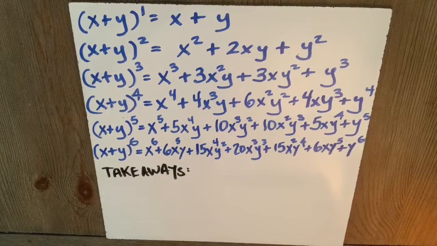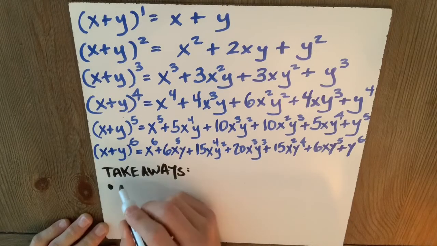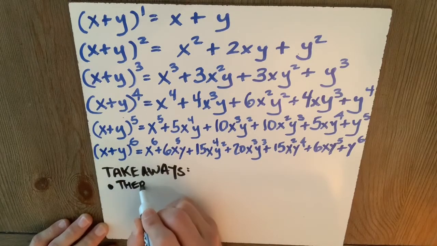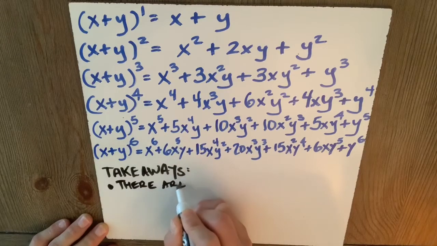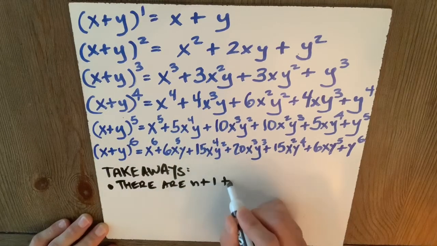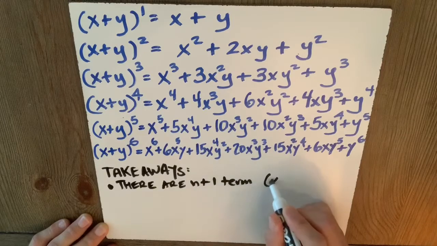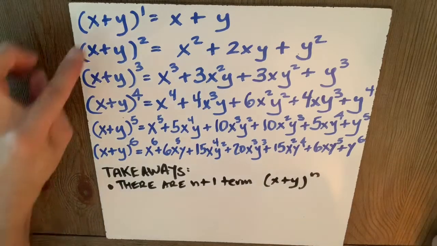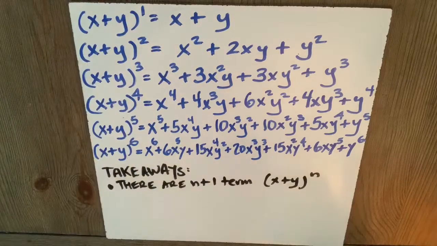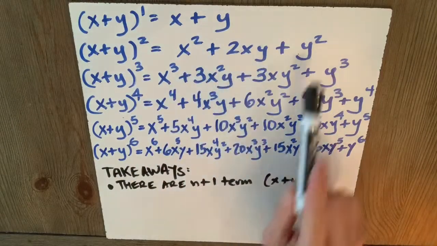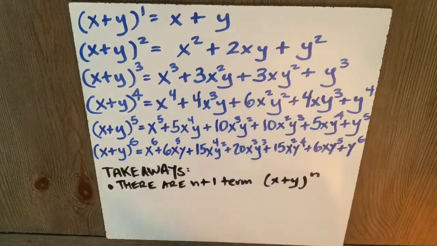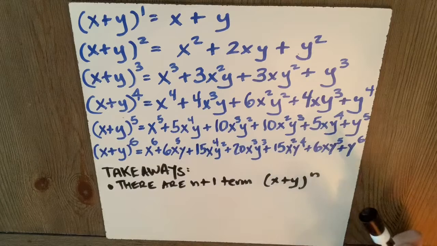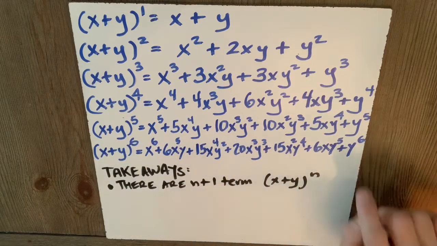Well, that's one of our takeaways. One takeaway is there are n plus 1 terms for (x + y)^n. So whatever n is, if I add 1 to it, I'll have the number of terms. When n is 1, I have 2 terms. When n is 2, I have 3 terms. When n is 3, I have 4 terms. When n is 4, I have 5 terms. When n is 5, I have 6 terms. When n is 6, I've got 7 terms.